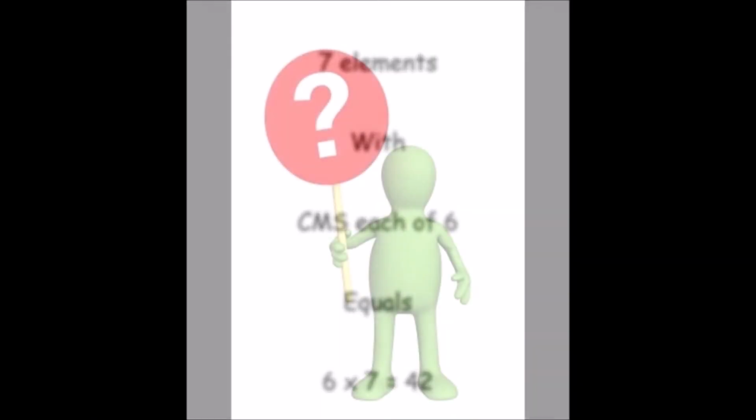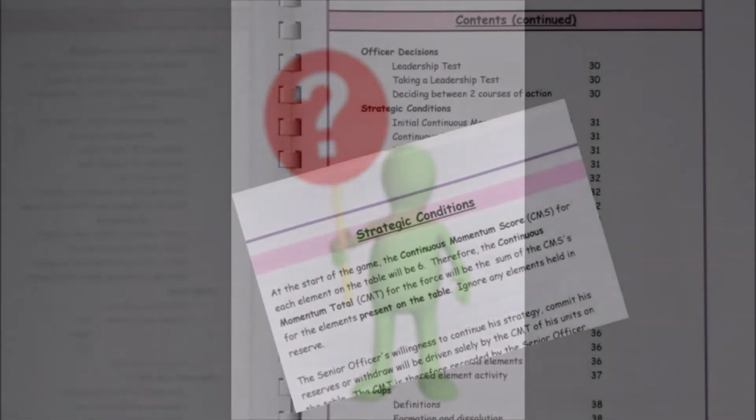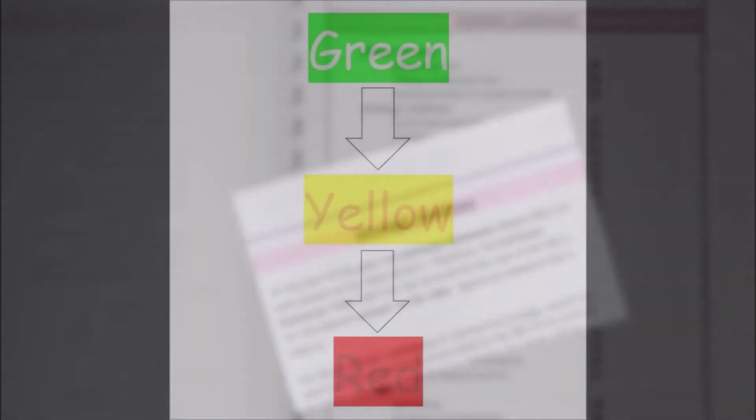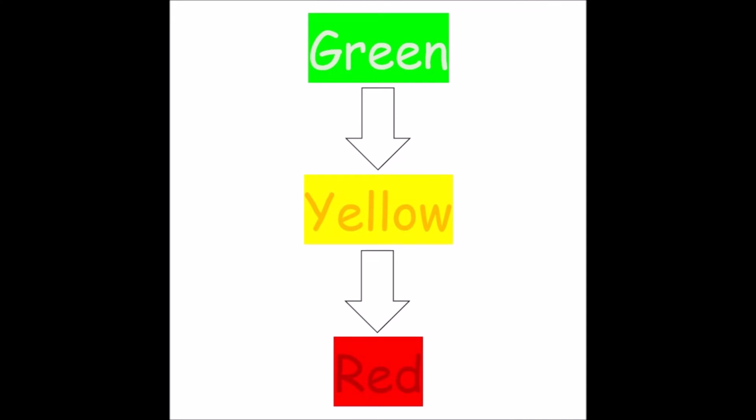So what we need is a mechanism by which we determine at what point he either throws in some reserves to bolster up the position he's in, or he decides that whatever he's trying to do isn't going to work and he pulls out of the table. Well, that mechanism is to do with the strategic condition of his force. Now, he starts with a strategic condition of green, and it will deteriorate through yellow to red, which obviously is danger, and if it falls below red, then he just abandons the field.